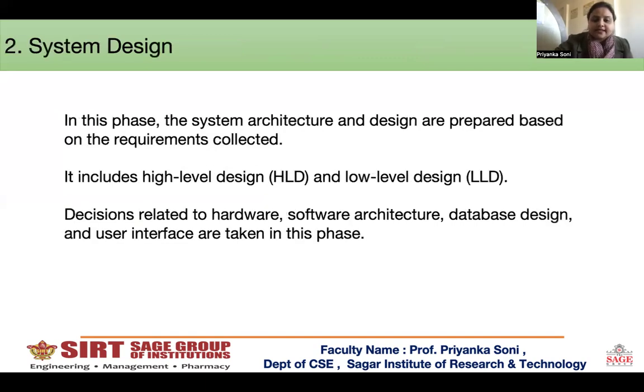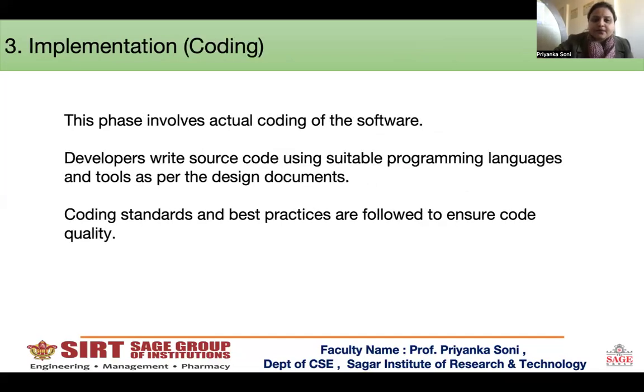Second is system design. In system design, the system architecture is prepared based on requirements and includes high level design and low level design. Next point is implementation, that is the coding part. In the coding part, actual coding of the software is done using suitable programming languages following coding standards.